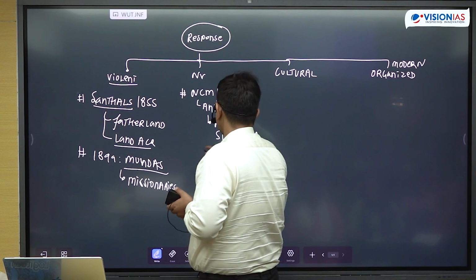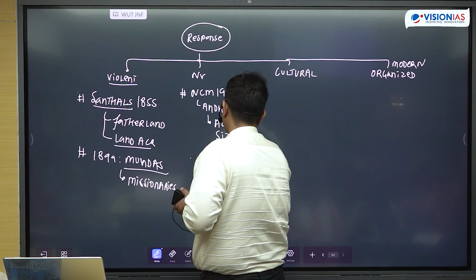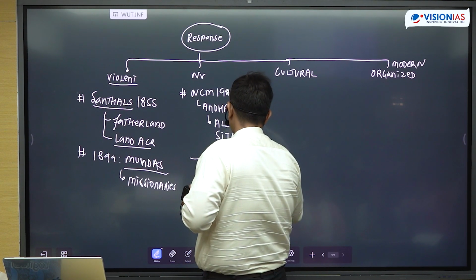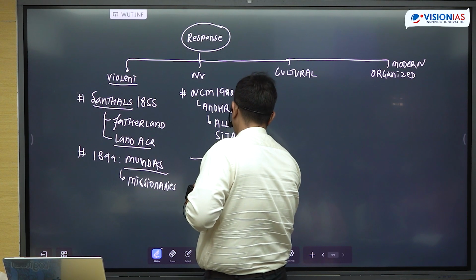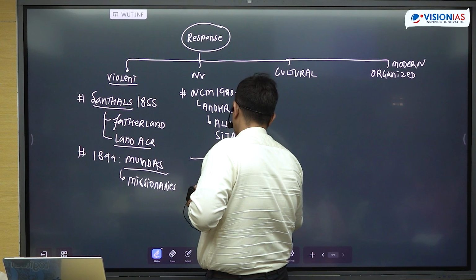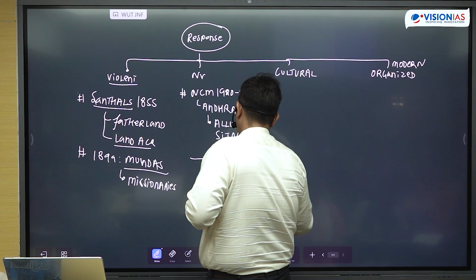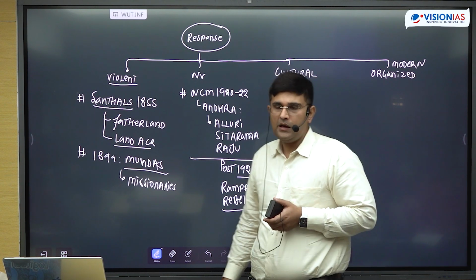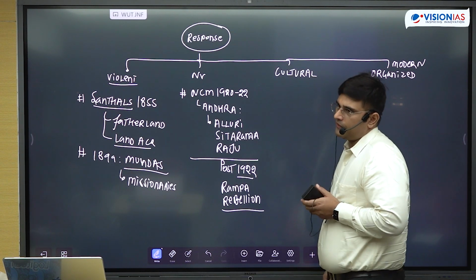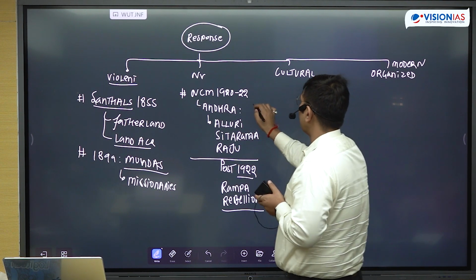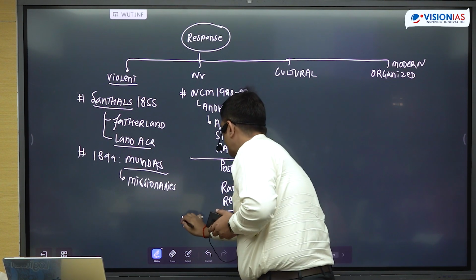After that, he participated in the non-cooperation movement, but post 1922, he led the Rampa Rebellion. And he made the supreme sacrifice for our country, for our nation. Around 1925, I think he was hanged, right? So that was the non-violent way. Plus, you can continue the non-violent.